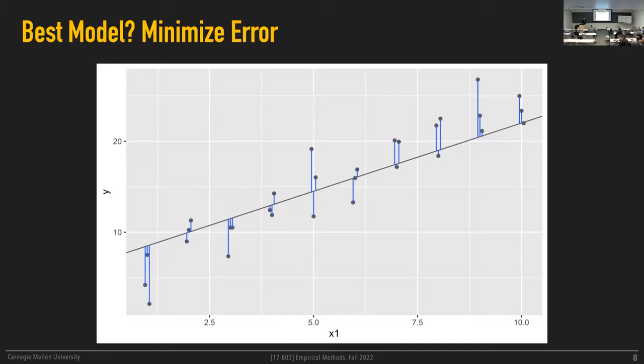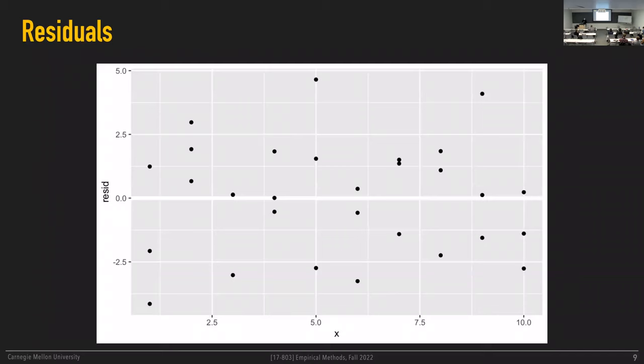What's the best one? Well, the best one is maybe the one that minimizes the error between the model expected outcome at some value of X and the actual observed value of X. So that's the idea. And we're going to talk about residuals as a way of studying this error.